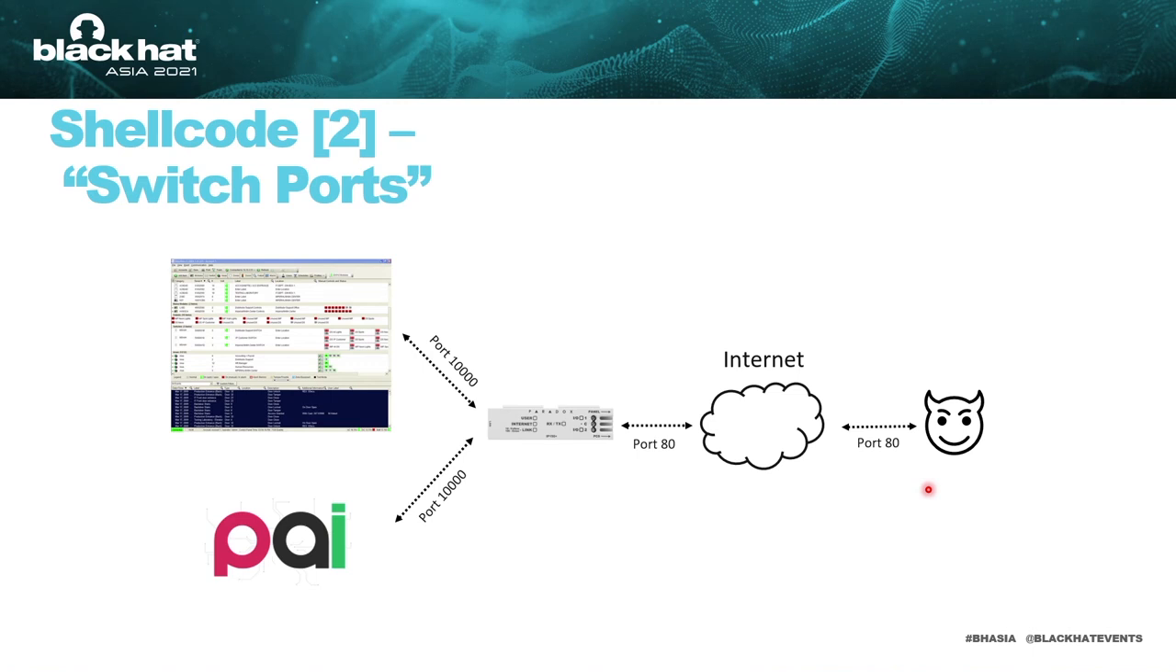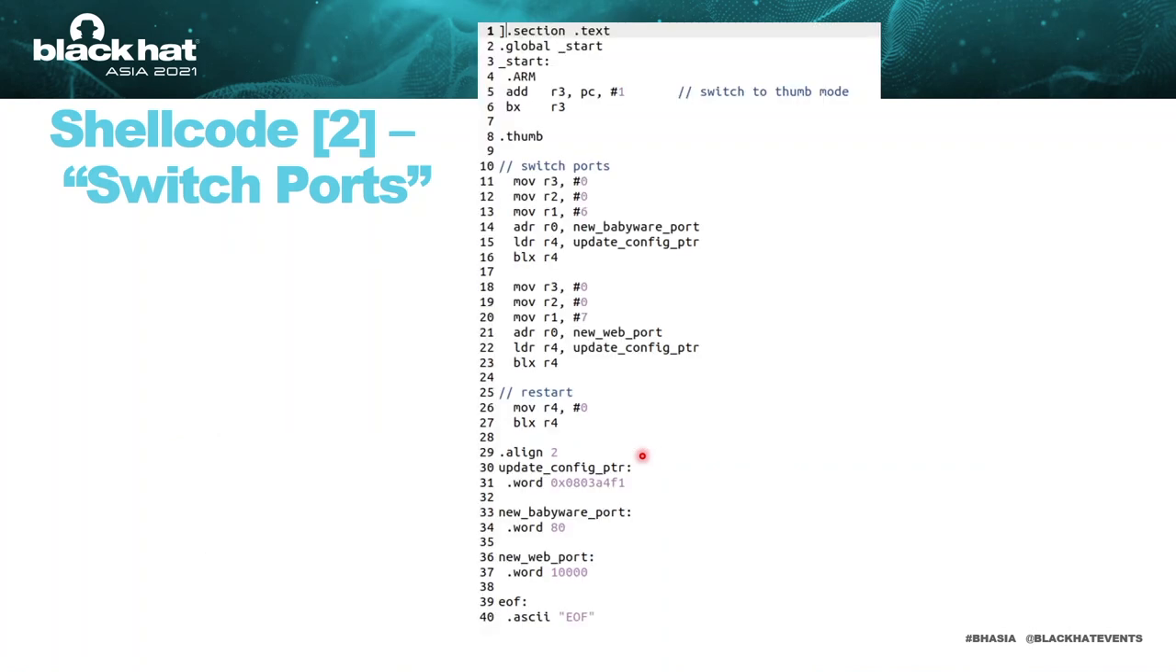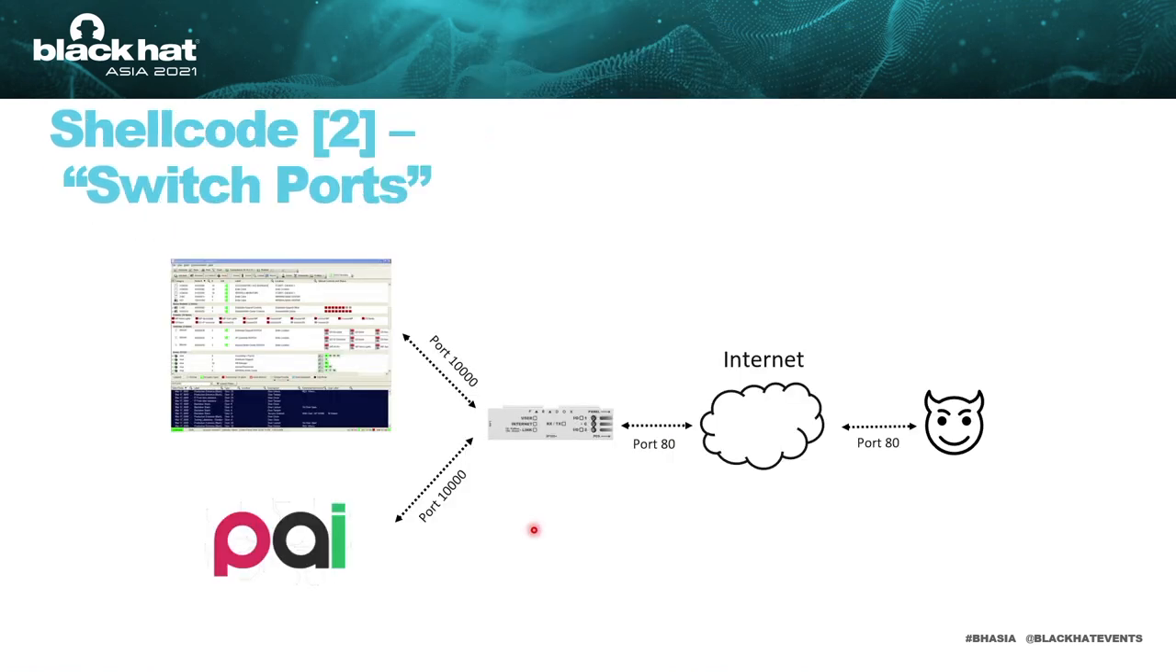My idea was to create another shellcode which would switch the ports. So after the first exploitation and after we have the password, we'll exploit it again and tell it, okay, switch between the service that goes on port 10,000 and the service that goes with port 80. For that, I created this shellcode, which essentially used an update config function, which is built into the firmware, and tells it to switch the services. So now what we get is that port 10,000, the management port, is actually port 80, and it would be open to the public internet.